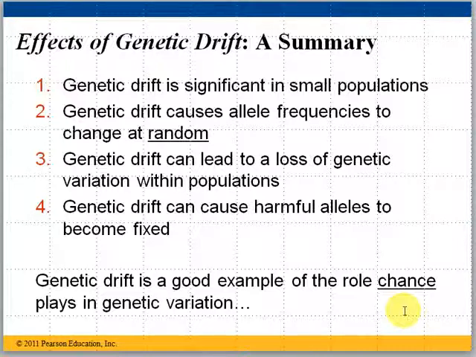Number four, genetic drift can cause harmful alleles to become fixed in place because you don't have the genetic variation to take care of those and to allow natural selection to occur. So genetic drift is a good example of the role that chance does play in genetic variation. There are portions of evolution that you would say are random or up to chance, and then there are portions that are not.